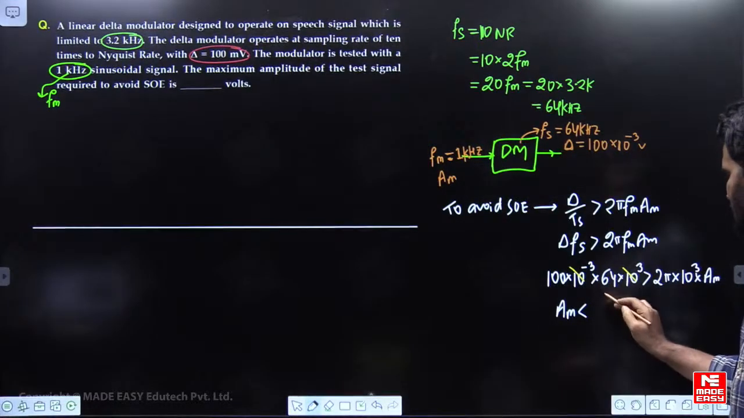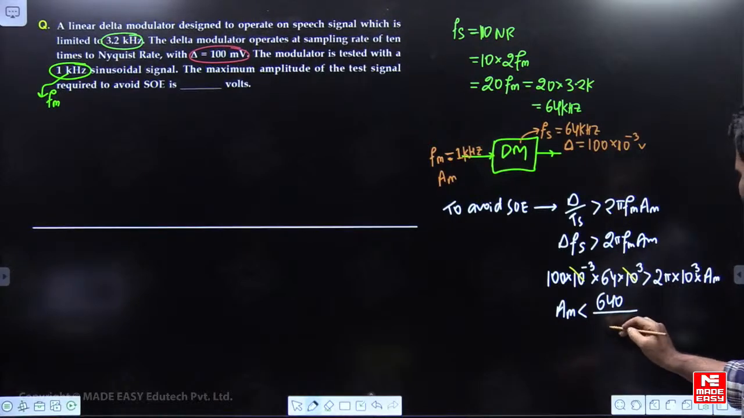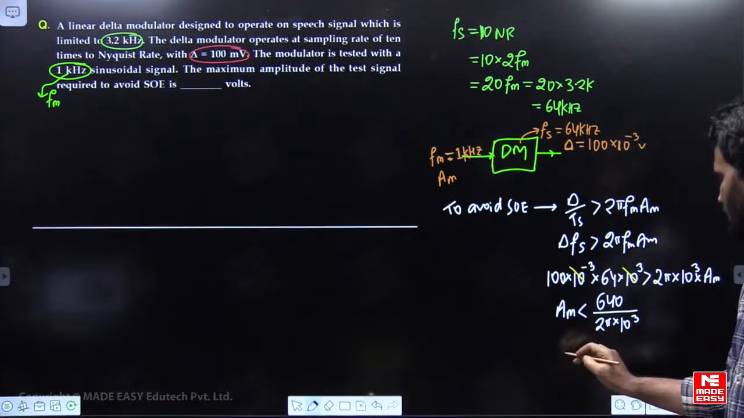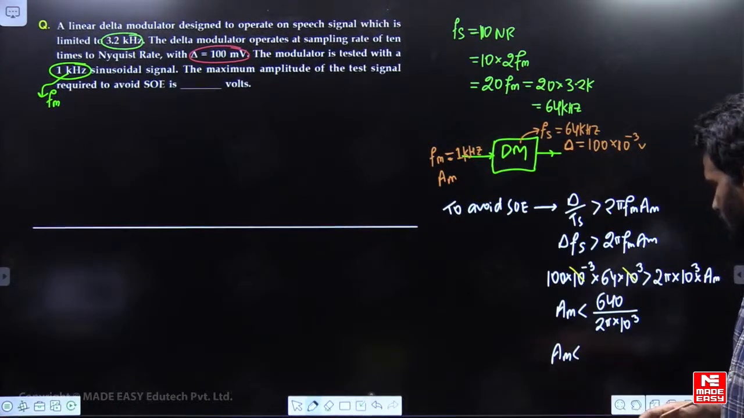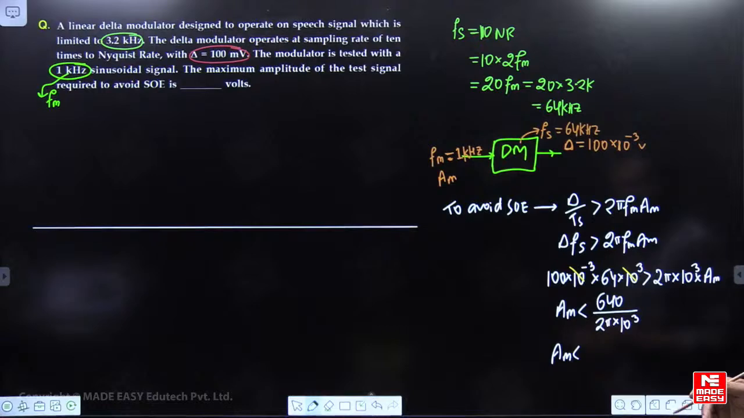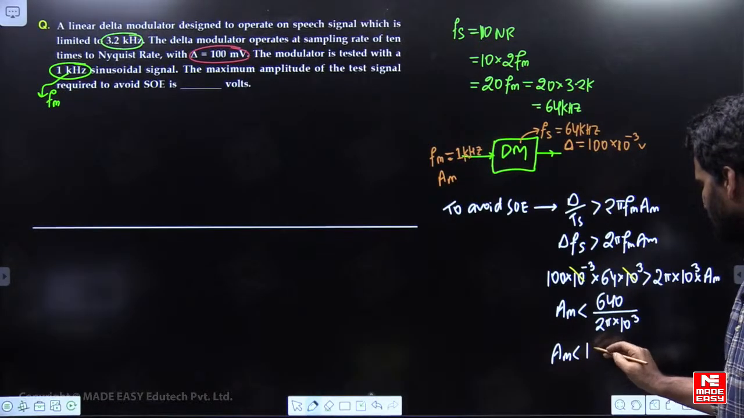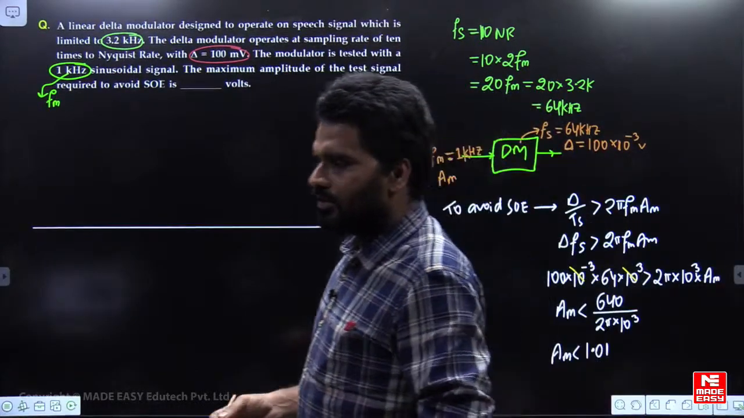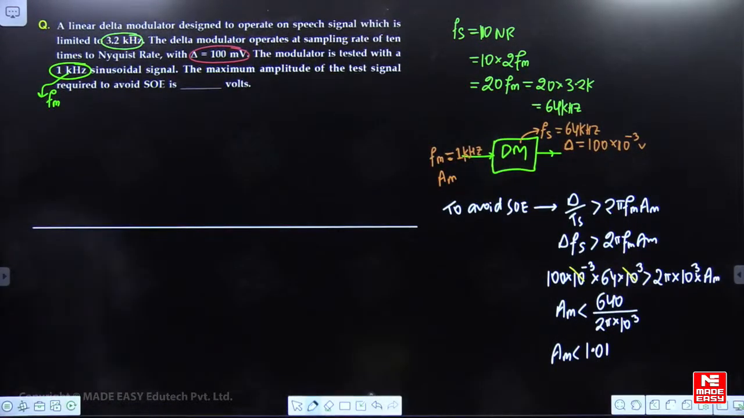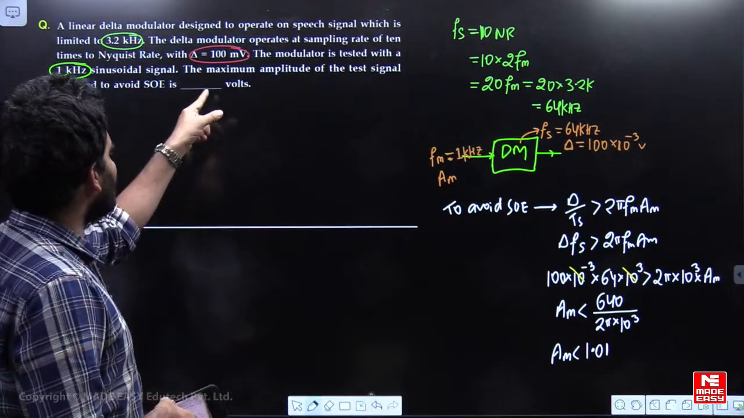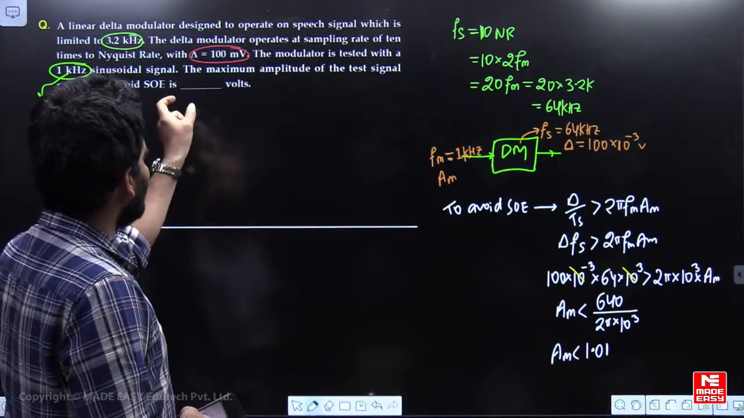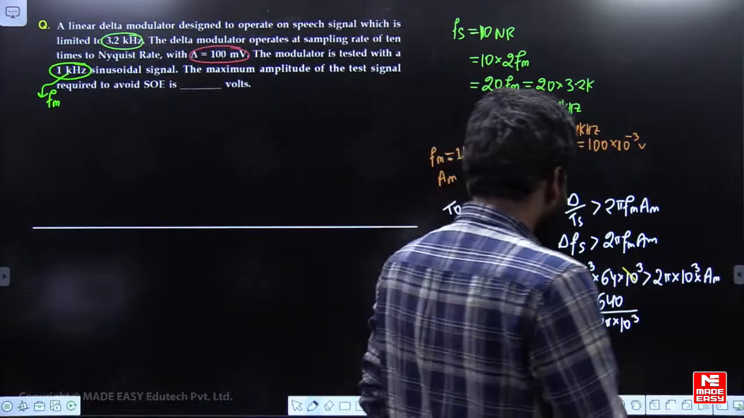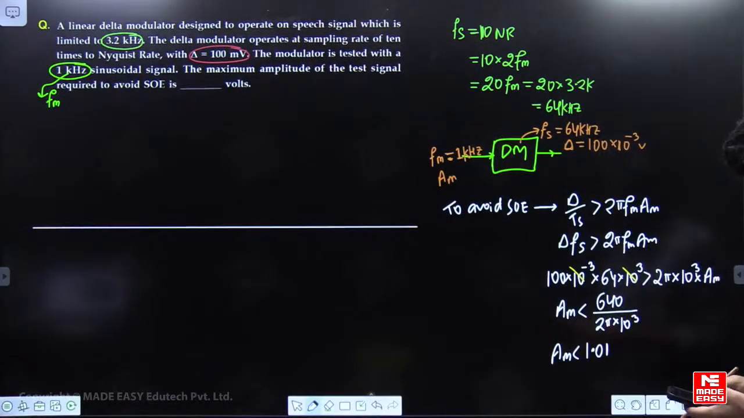So this is 640 upon 2 pi into 10 power 3. So Am is less than 1.01 you will get. Some of you gave the answer 3.2 upon pi, but this is a numerical answer type question, so we have to substitute the numerical value here. So what will this value be? 1.01, no?